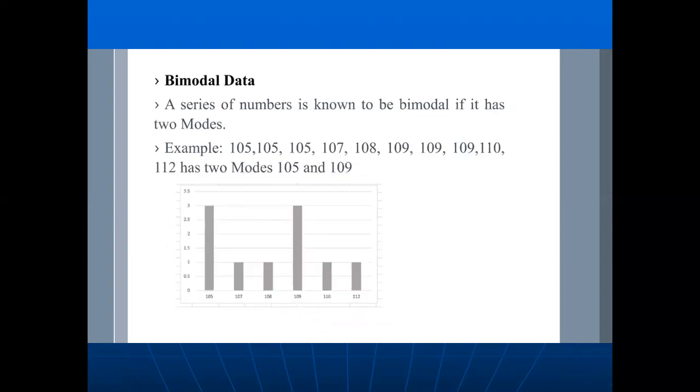In case of bimodal data, a series of numbers is known to be bimodal if it has two modes. That means two numbers get the highest frequency, then it becomes bimodal data. Now here it has two modes, 105 and 109, because 105 and 109 are repeated quite often. So therefore we can see it as two modes, and you can see in the graph, these two modes are plotted as having the highest frequency.